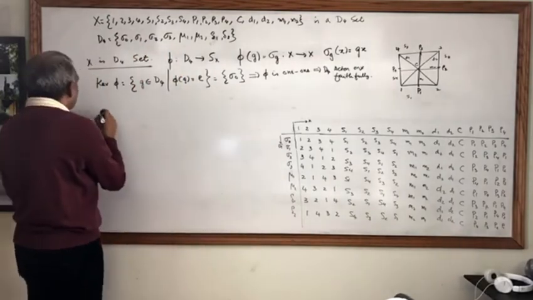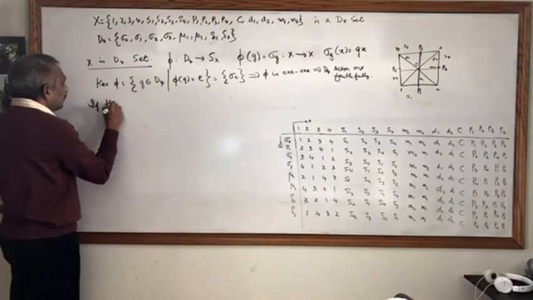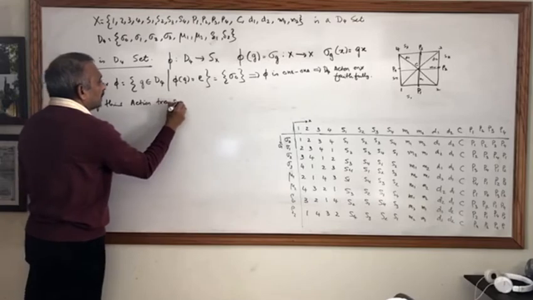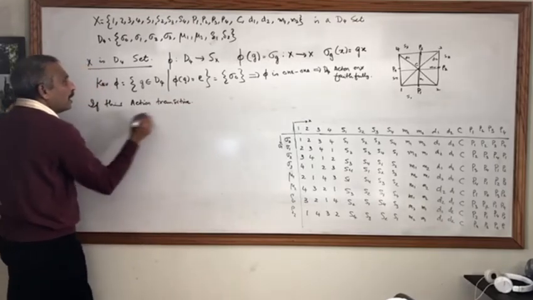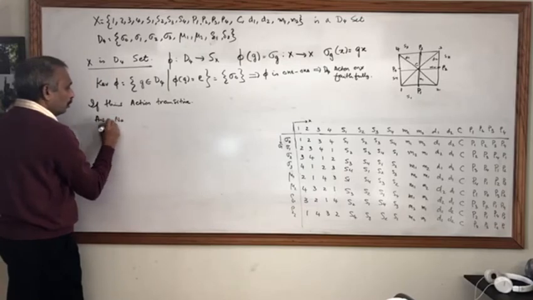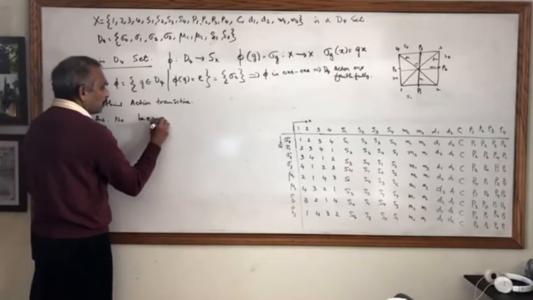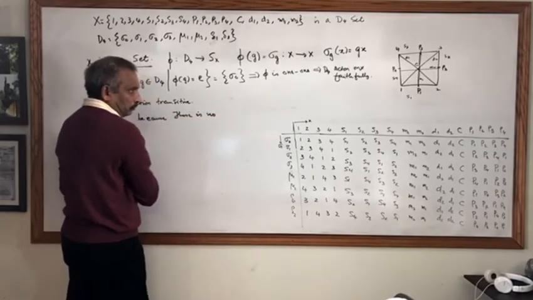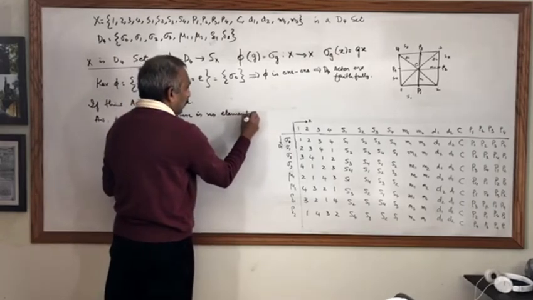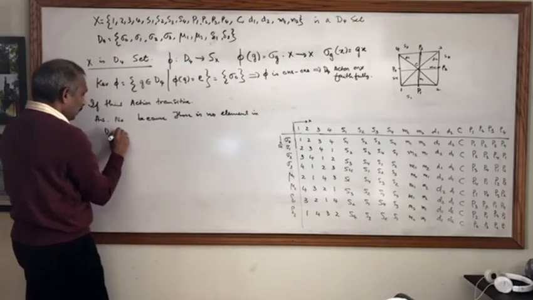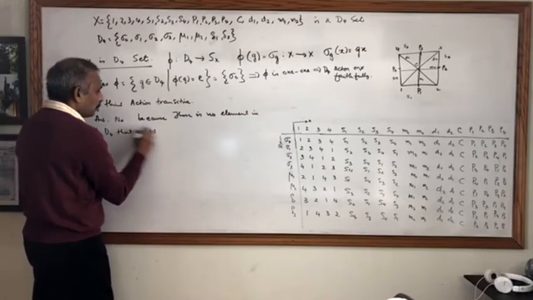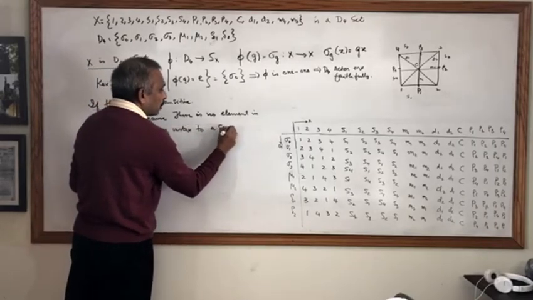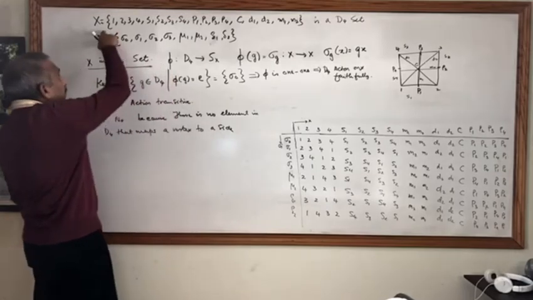Our next question is: is this action transitive? The answer is no, because there is no element in D4 that maps a vertex to a side. Vertices and sides are elements of X.